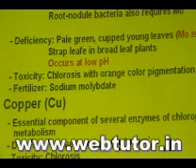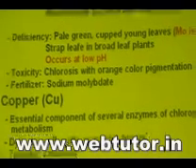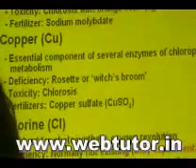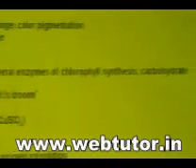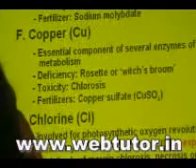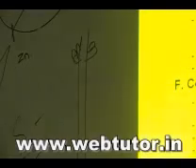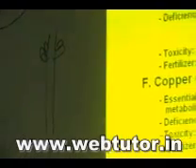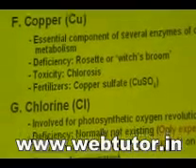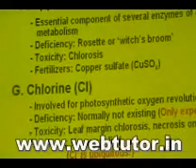Essential component of several enzymes of chlorophyll synthesis. Deficiency will show rosette or witch's broom. What will happen is that all these lower parts of the plant will have no leaf formation. Only on the upper part there will be formation of a rosette. So it's called a witch's broom. It appears like that. Then fertilizers are copper sulfate, because then copper is there and sulfur is also given.